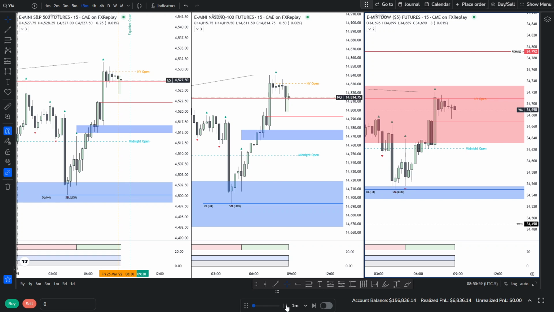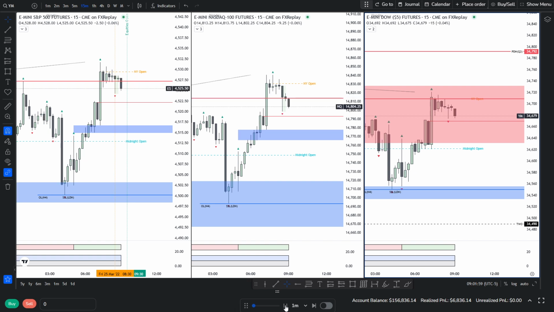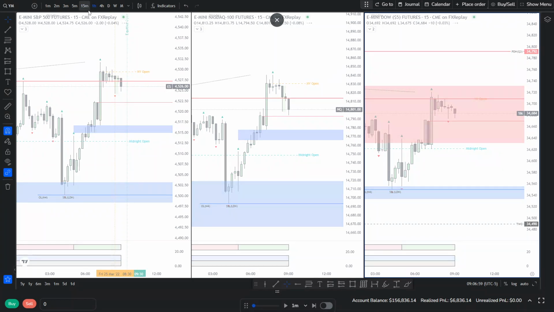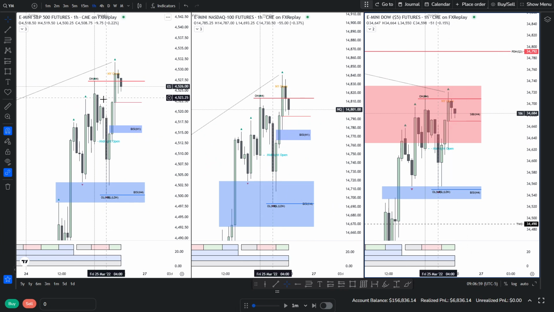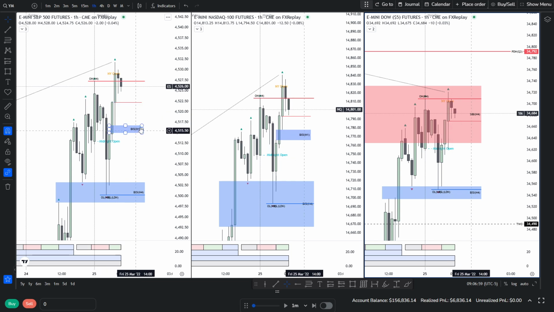Does the market find support from the 15-minute imbalance? Heading towards equities. We are 30 minutes from equities open. I've just paused it here a second because we've got this new imbalance here.